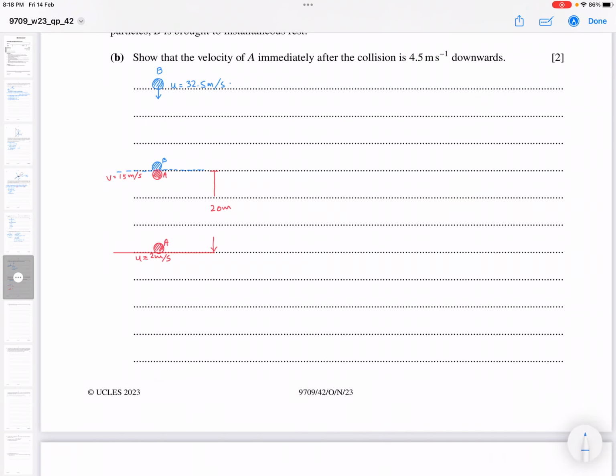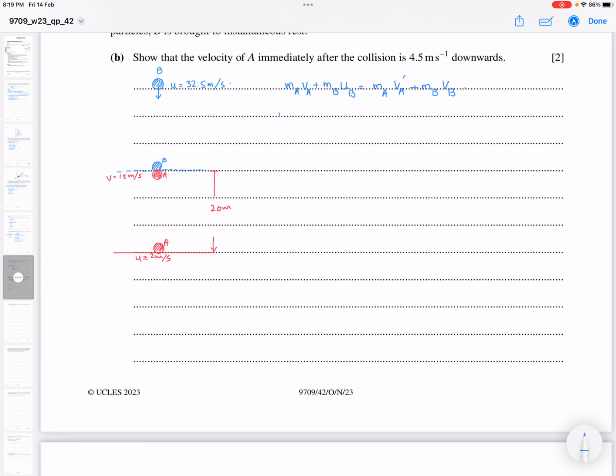So let me solve it. Using the conservation of linear momentum upward: MA VA plus MB UB equals MA V prime A plus MB VB. V prime means the velocity after collision, okay?